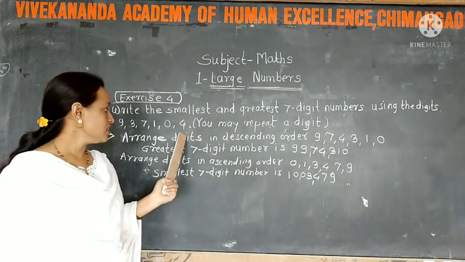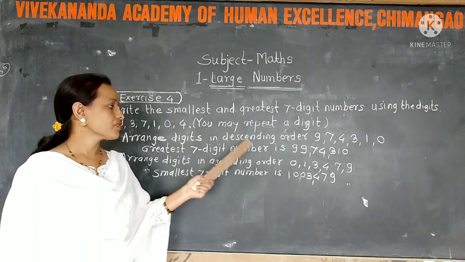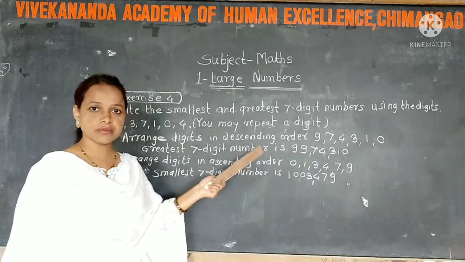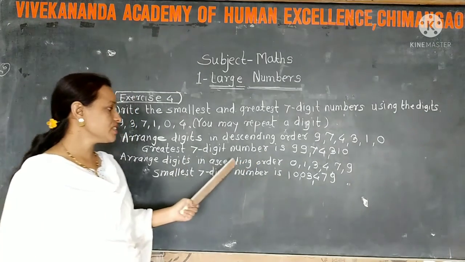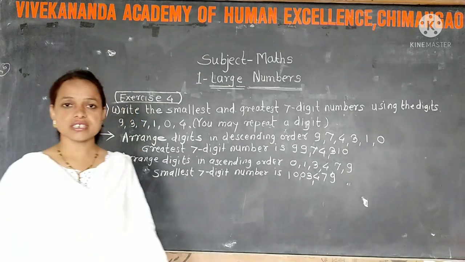In this way, here we write the smallest and greatest 7-digit number by using digit, by repeating a digit, by arranging a given digit in descending order. We get a greatest 7-digit number, and by arranging a given digit in ascending order, we get a smallest 7-digit number.